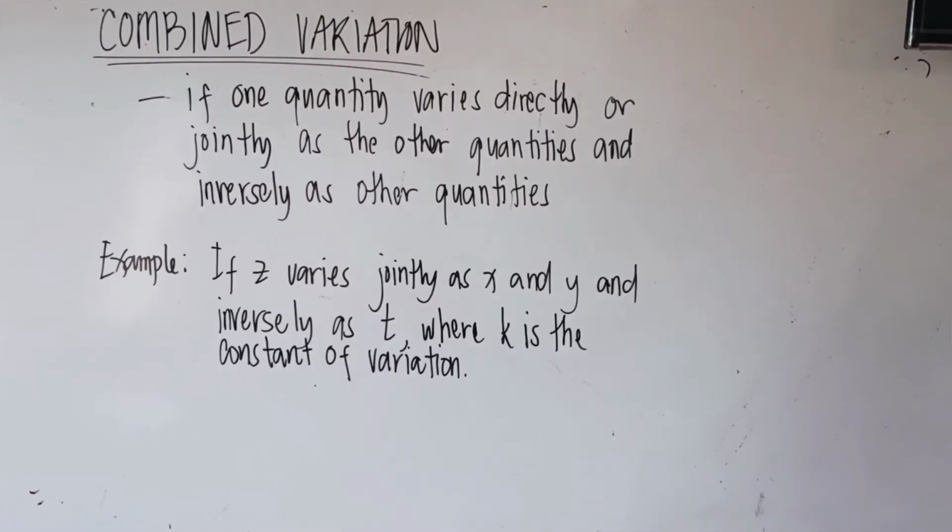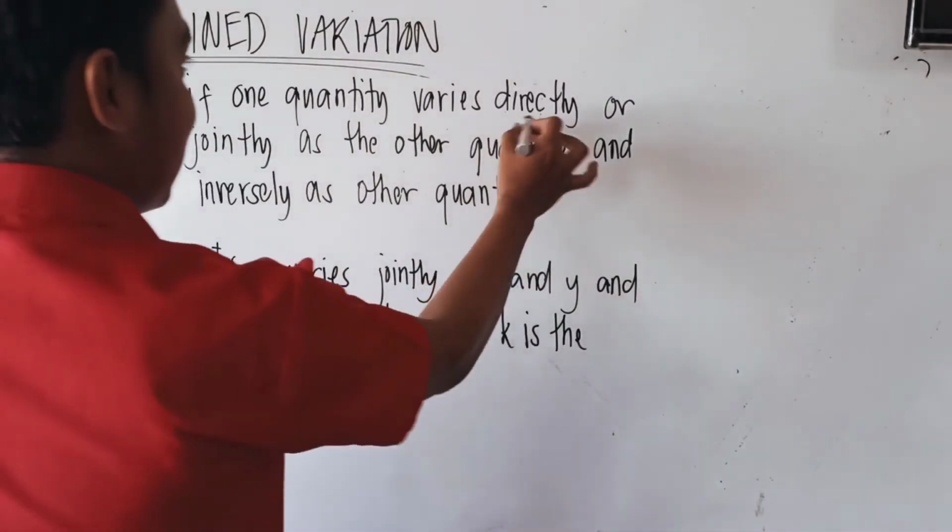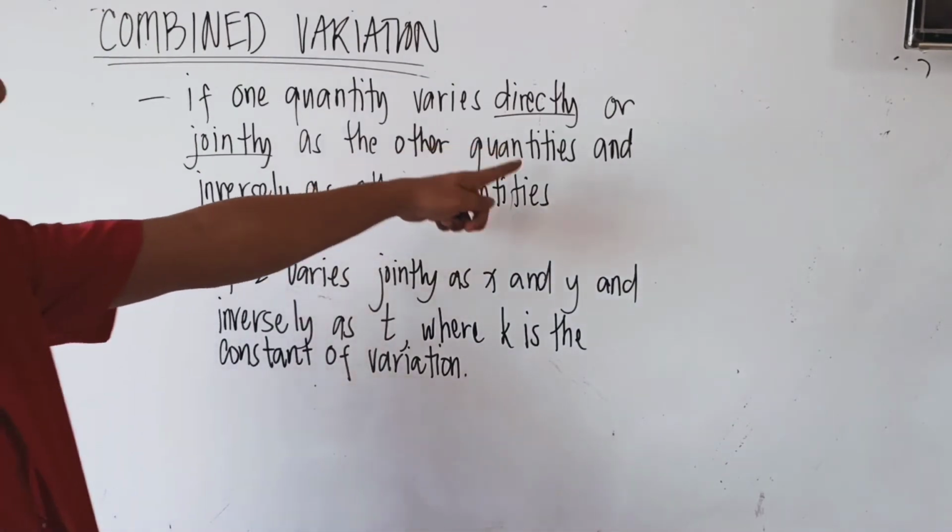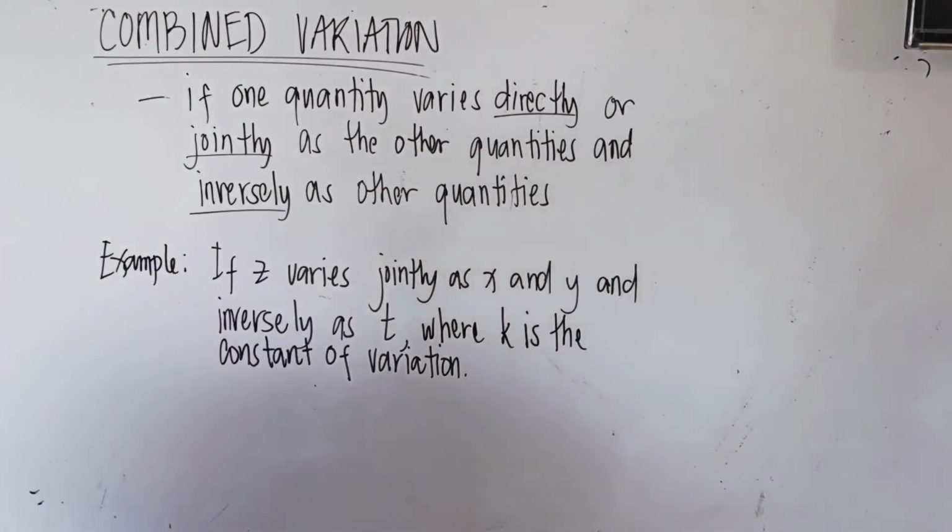Okay, so next is combined variation. A variation is referred to as combined variation if one quantity varies directly or jointly as the other quantities and inversely as other quantities. So from the word itself, combine, it is a combination of direct, inverse, and joint variation. Combination siya ng direct and inverse variation.